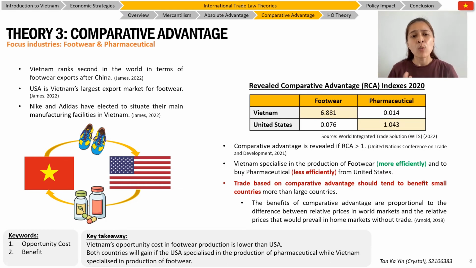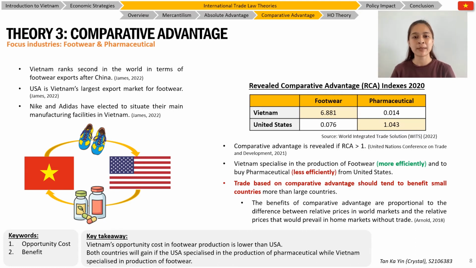Let's discuss why footwear is one of the top 5 export commodities in Vietnam but not others like pharmaceuticals, using the comparative advantage theory. Comparative advantage stipulates that a country should specialize in a certain product for export but import the rest, even if the country holds an absolute advantage in all products. The RCA index is used as a reference in our study today. If the RCA index is greater than 1, it indicates comparative advantage. The higher a country's RCA value of a product, the greater the export intensity of that product.